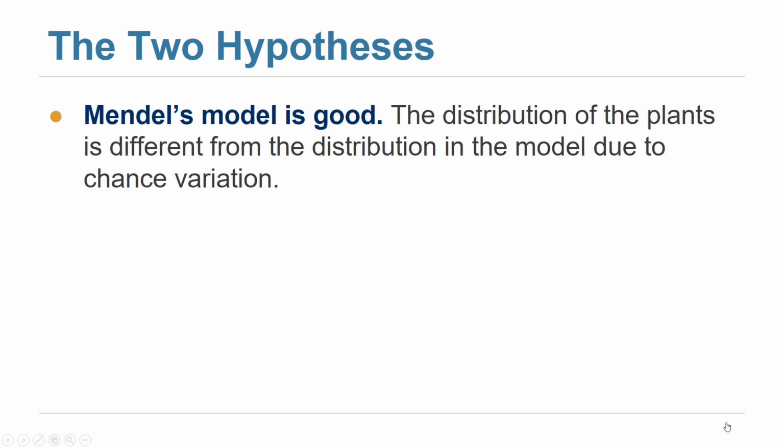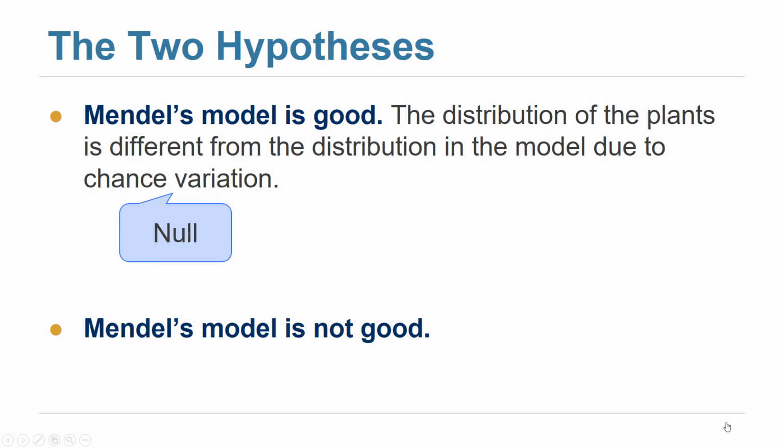So the two hypotheses in Mendel's problem were, the first one was that the model is good, which was the 75% purple and 25% white, and this is called the null hypothesis. And the other one is that the model is not good, without saying why, and it's just that it is not following the distribution that Mendel suggested, and this is called the alternative hypothesis.